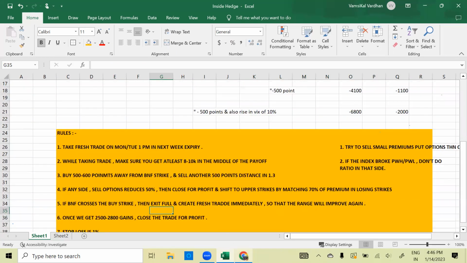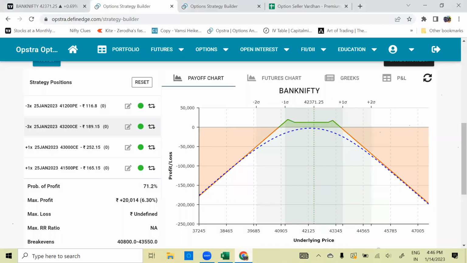So unless and until the spike is very much bigger, you won't see a negative MTM in this. Because the OTMs will always try to keep decay, and the ITMs are sometimes very near ATMs, that will not decay that much faster. So there is a high chance of making money in inside.